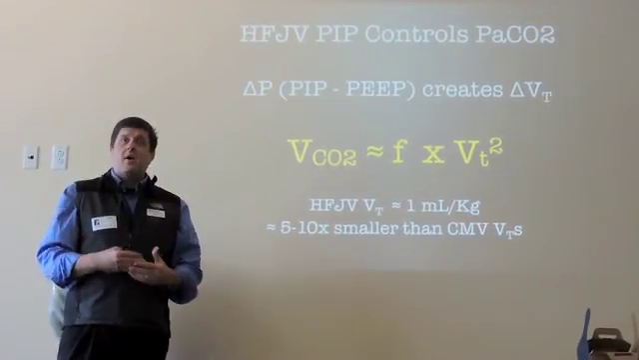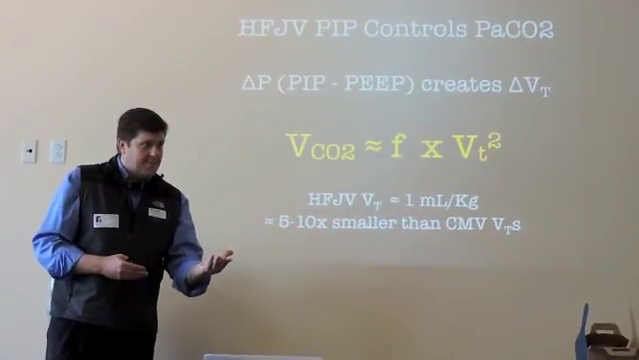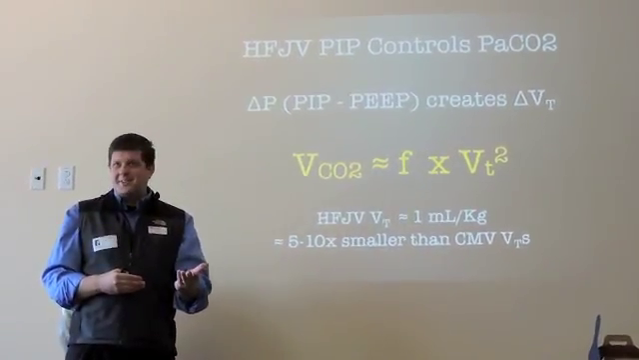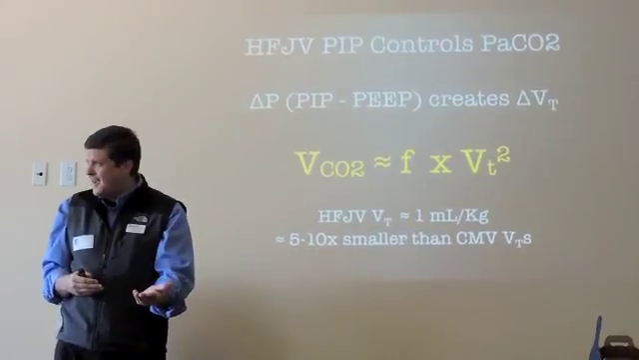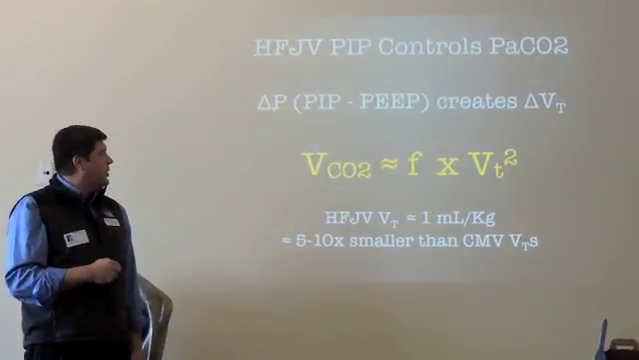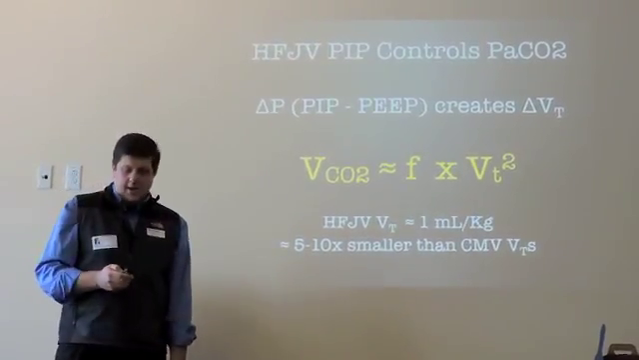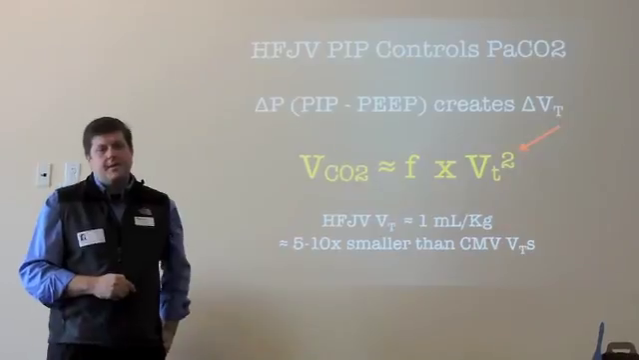Okay. Now, remember, this is the jet. On the oscillator, it's different. Why? Because when I change the frequency on the oscillator, I change the volume. Okay. So with the jet, however, to create that larger change of volume, you manipulate your PIP, which gives you your larger delta P there.